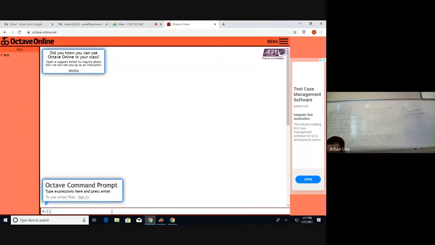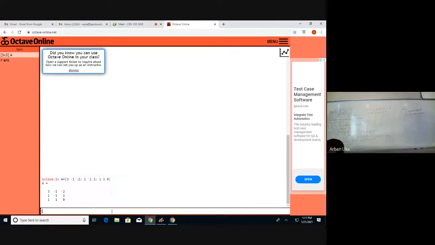Okay, so let's try to write here the A. A is 3, minus 1, minus 2, then 1, minus 1, 1, and here 1, 1, 0. So this is the matrix A that we started with. And what we can use here is we can try to determine a polynomial. We can write P is equal to poly A. And if we see that P is equal to poly A, we obtain these coefficients that we have also on the board. We get 1, which corresponds to lambda cubed, minus 2 lambda squared, minus lambda plus 8. This all is equal to 0.